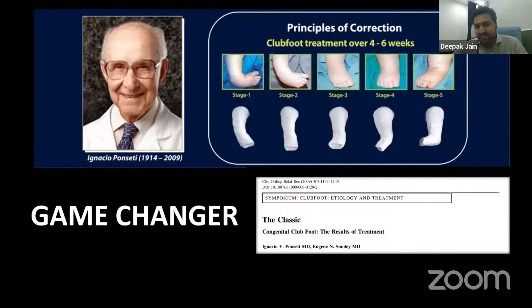So in 1963, Ignacio Ponseti, a Spanish-American physician, came up with this game-changing technique of gentle manipulations, serial casting, and then bracing.